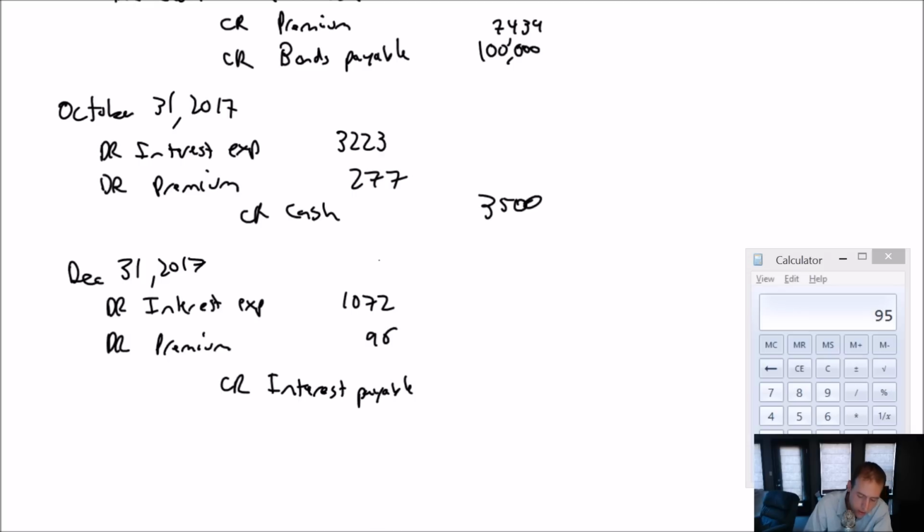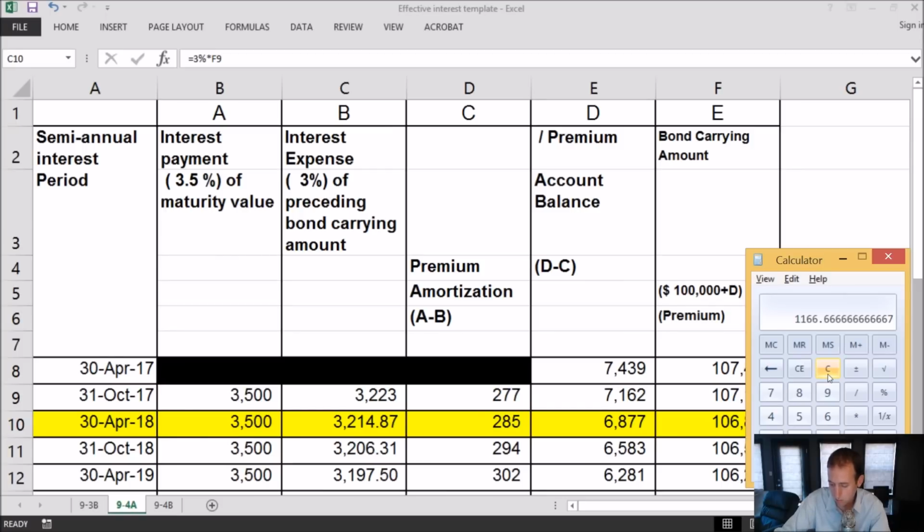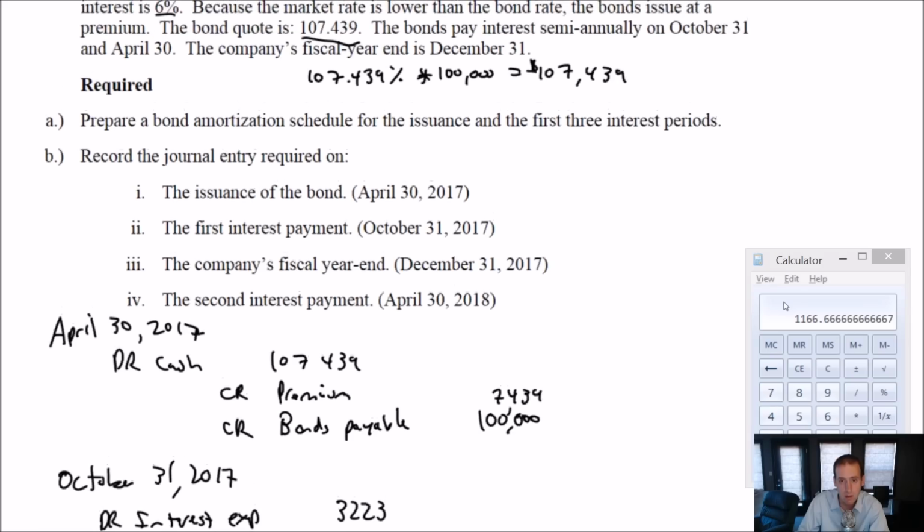I can either add these two together, 1072 plus 95, which would be 1167, I think, but let's make sure. I think it's 1167, but let's do the math. It's our interest payment, $3,500 times 2/6, because I'm not actually making the payment. It's 2 months, though, worth of payment that's accruing. 1167, absolutely right. Okay, good. So we've got one more entry to do. That was December 31st. We've got to do the April 30th entry.